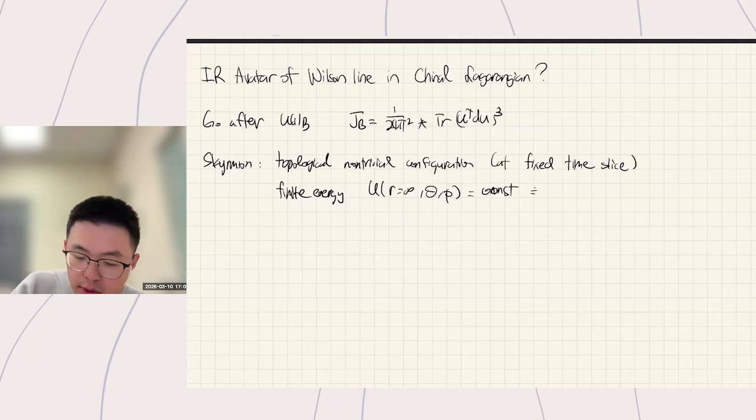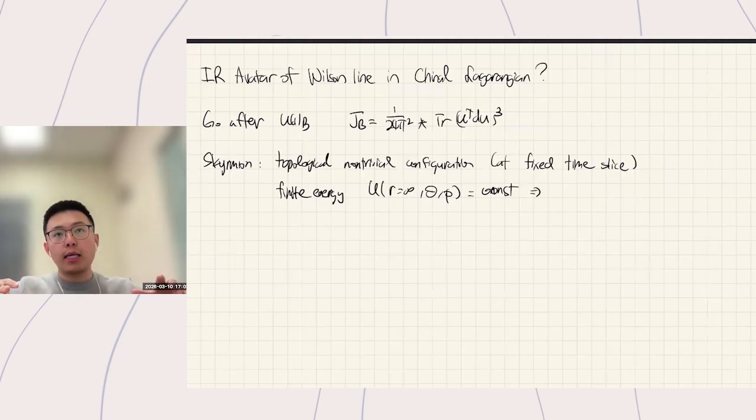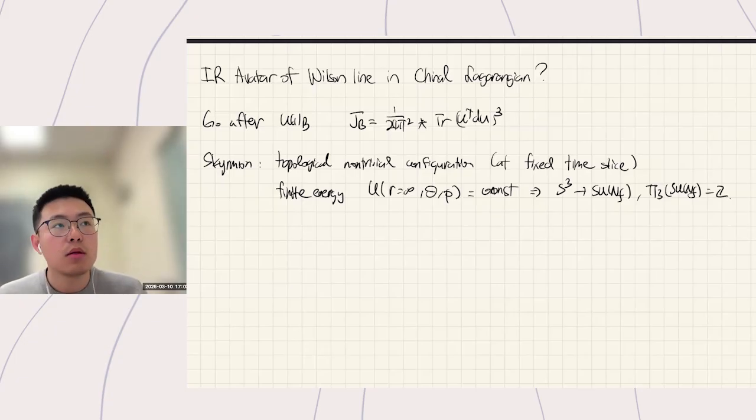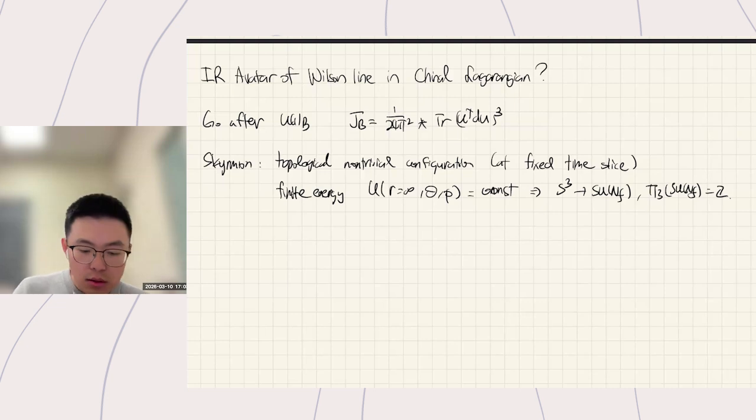As a result, even though U is a map from R3 to SU(NF), you can effectively take it to be a map from S3 to SU(NF). Hence, different configurations are characterized by the third homotopy group. Oh, sorry, I said something wrong. This is always Z. Good.